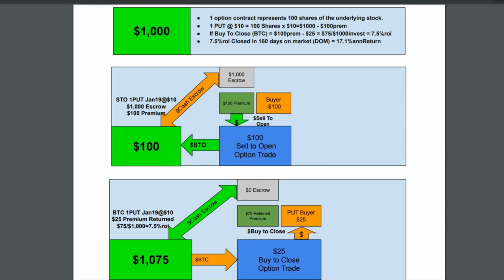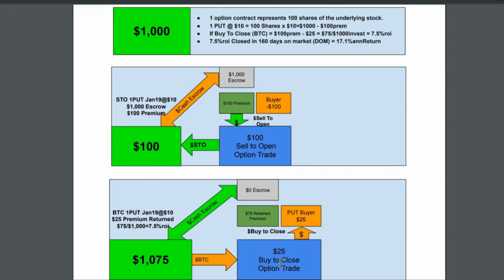When I initiate a transaction to buy to close the contract, we buy to close one put January 19th at $10. It cost me $25 in premium returned equals $75, and my $1,000 back into my account is a 7.5% return on my investment. I invested $1,000. I kept $75 of the $100. I now have $1,075 in my account.